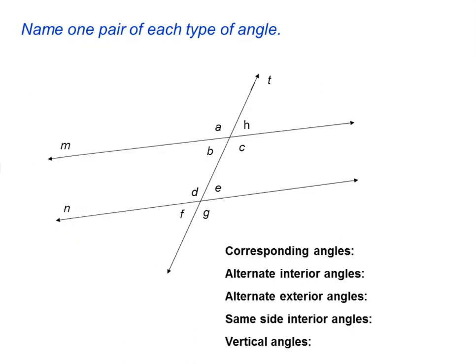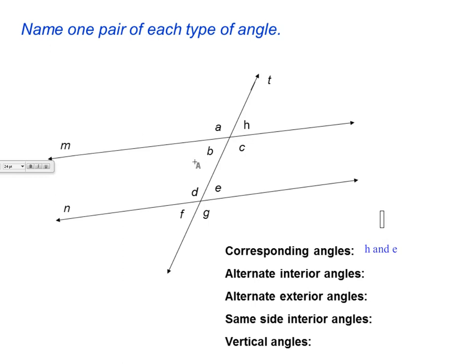So when you have something like this, and I need to name one pair of each type of angle, first off, let me get a little bit bigger. If we do corresponding angles, there's lots of different corresponding angles, but I'm just going to pick this one here. H is on the right side of the transversal, and it's above the parallel line. This E is also on the right side and above the parallel line. So angles H and E are corresponding.